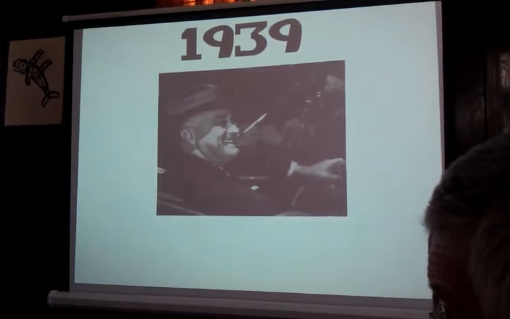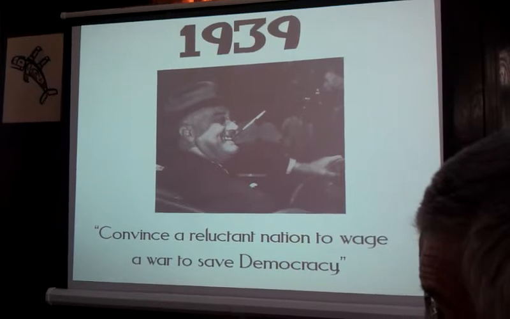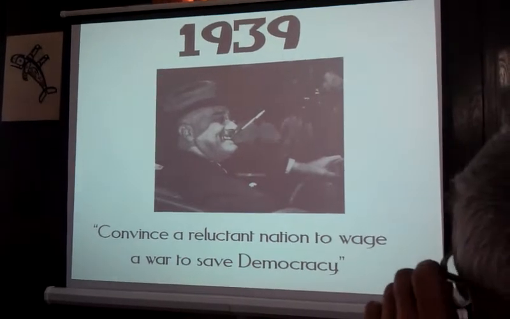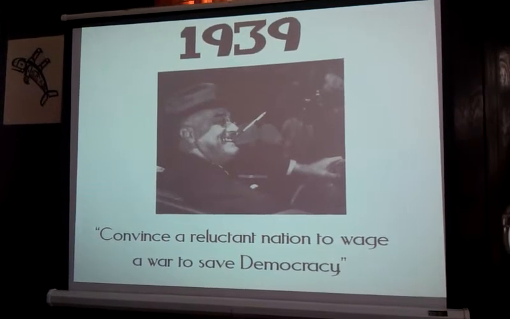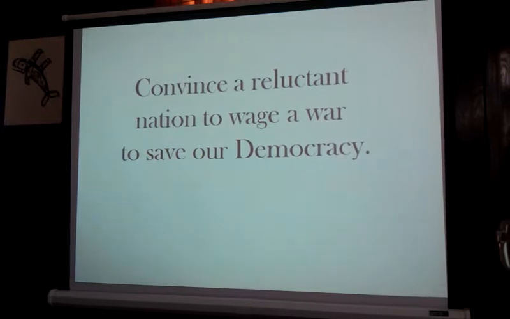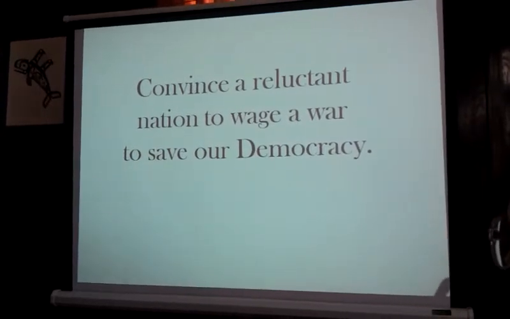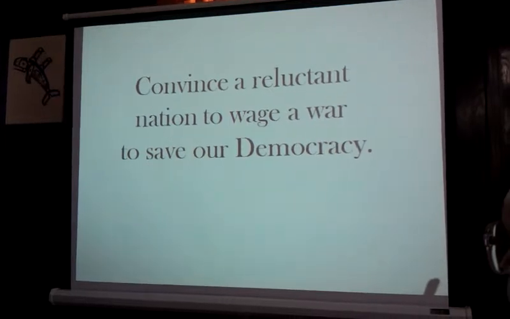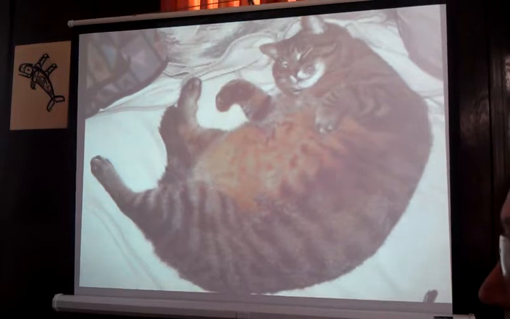In 1939, and this I borrowed from our friend Larry Lessig, FDR had to convince a reluctant nation to wage a war to save democracy against the fascists marching across Europe. My father was a World War II veteran. We now have to convince a reluctant nation to wage a war to save our democracy, not from fascists, or, well, maybe they are fascists, I don't know, but from the corporatists, from the oligarchy, from the fat cats.